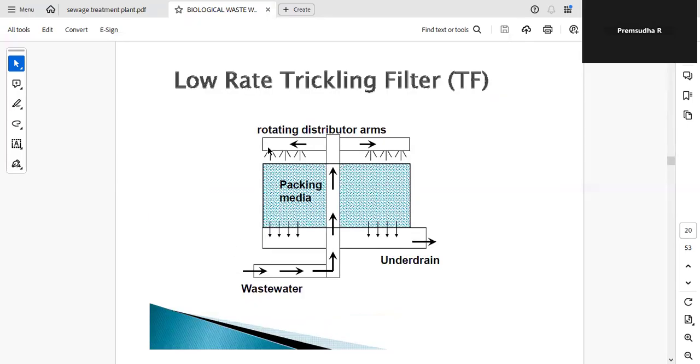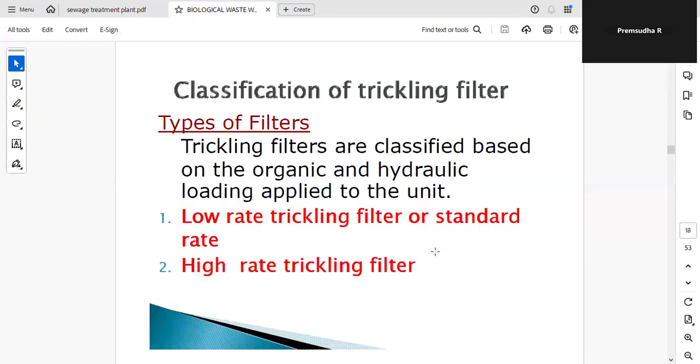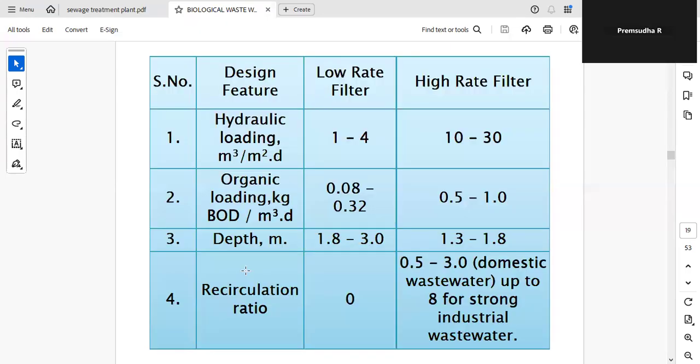Here you can see the trickling filter. There are rotating arms, through which the wastewater passes to the media. Here the aerobic and anaerobic process takes place and the remaining wastewater comes out here. There are different types of trickling filters: low rate or standard rate, and high rate trickling filter.